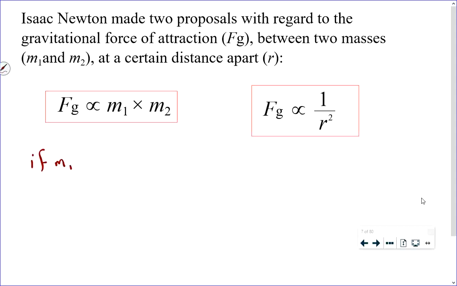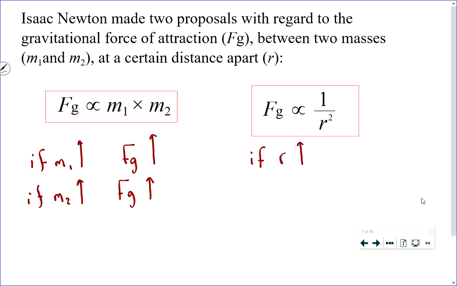Okay, so what this means over here is, if m1 goes up, the force due to gravity goes up. If m2 goes up, the force due to gravity goes up. If m1 goes down, the force of gravity goes down. Whatever happens to either of the masses happens to the force. What this means is, if r goes up, remember, r is the distance between the objects, the force of gravity goes down.